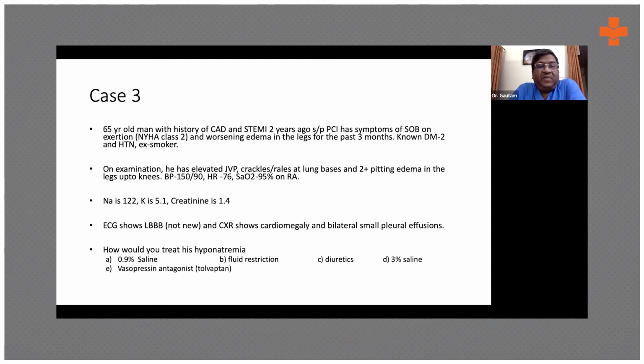ECG shows left bundle branch block, and chest X-ray also is suggestive of congestive heart failure. So what do you think is the cause of his hyponatremia? What tests would you do, and how would you treat among the choices that are in front of you? Okay, so these are the 3 cases, different clinical scenarios, all presenting with hyponatremia, but the cause is different in every case, and the treatment accordingly will be different in every case.